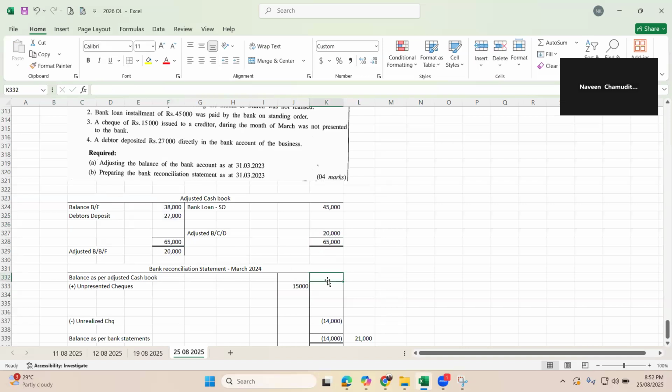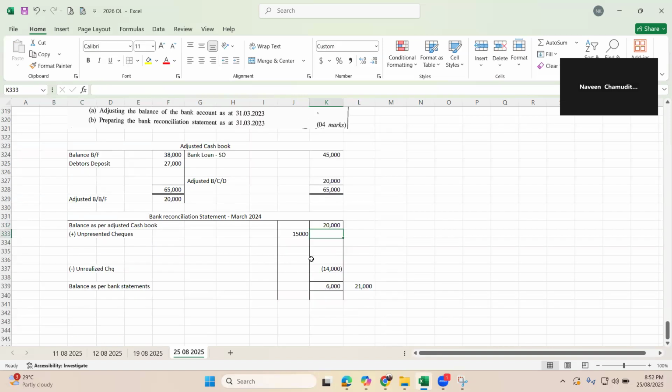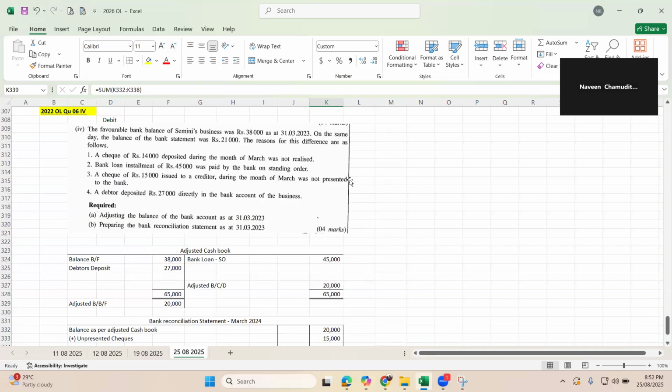Then the adjusted cash book balance to here. Then you can get the closing balance, statement balance here, 21,000. The answers came correctly. Not hard. If you understood the bank reconciliation, this is an easy question. Not only from the second section, but there will be some MCQ coming on the first paper.